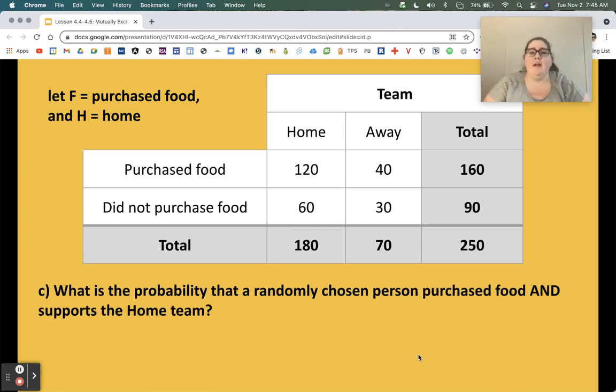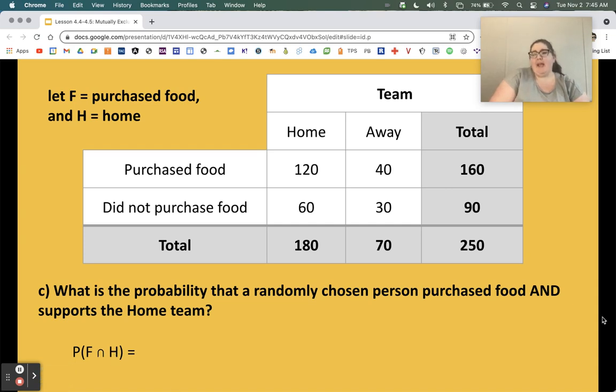So now let's look at what we call an intersection. What's the probability that a randomly chosen person purchases food and supports the home team? When we see the word "and" in a probability question, we're talking about the intersection. We want a person who did both things. Intersection, not one or the other, but both things. So what I'm going to do is do my probability notation. Probability of purchasing food and, that's my intersection symbol, rooting for the home team.